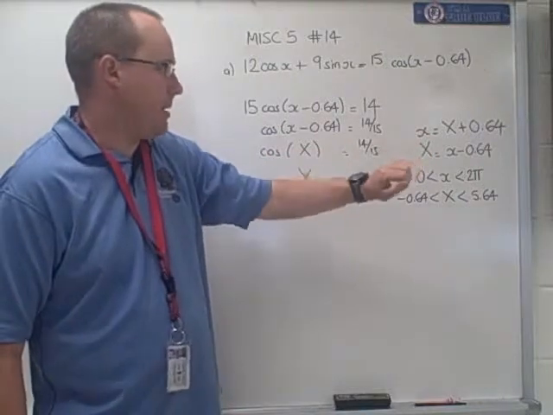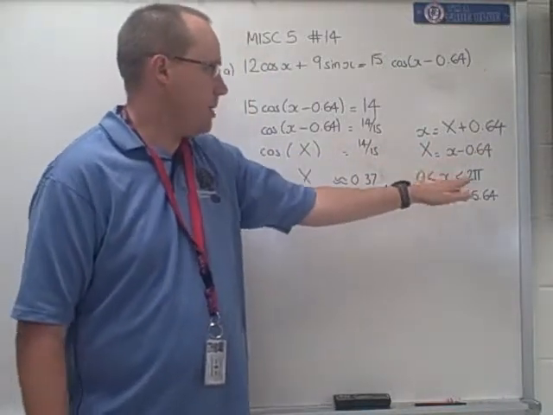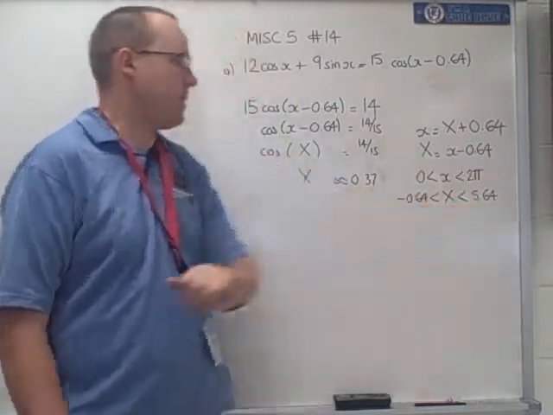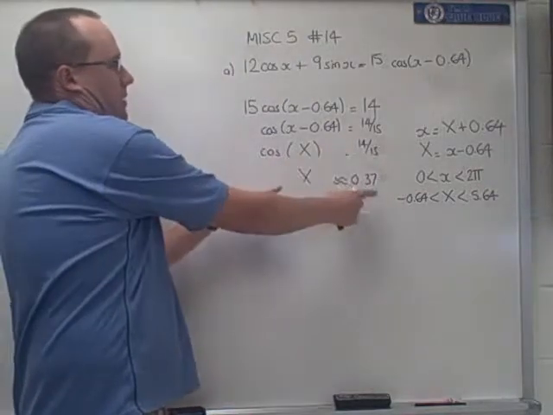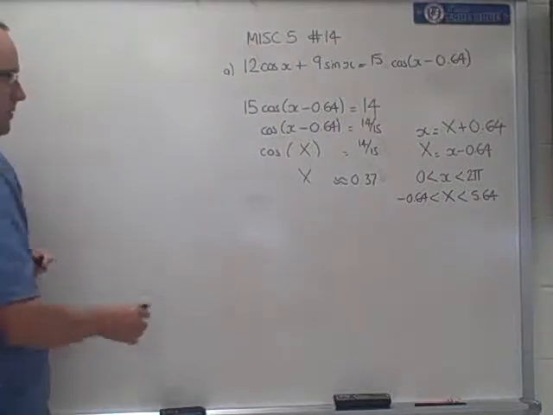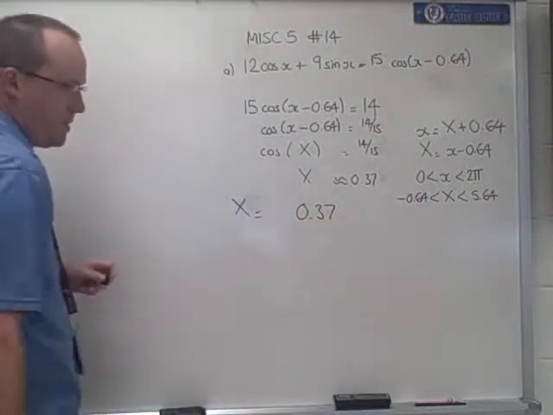We're doing capital X, so if I take each of those values and subtract 0.64 from them, 2 pi is about 6.28, so if we subtract 0.64 from it, we would get 5.64. I've gone ahead and done my inverse cosine, making sure I was in radian mode first, and I got 0.37 as my answer. So one answer to this is 0.37.